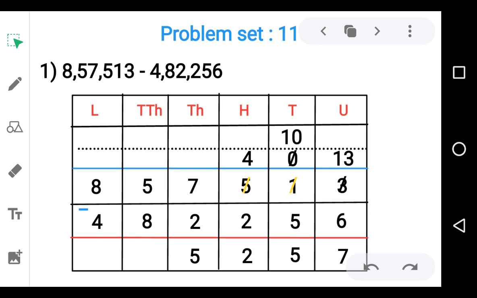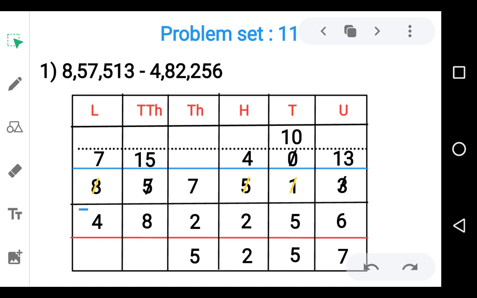Now we have to subtract 8 ten-thousands from 5 ten-thousands. So can we subtract 8 from 5? No. Why? Because 5 is smaller than 8. So how can we subtract? We borrow 1 from the lakh place. In the lakh place we have 8. So, 8 becomes a 7 and 5 in the 10,000 place becomes 15.